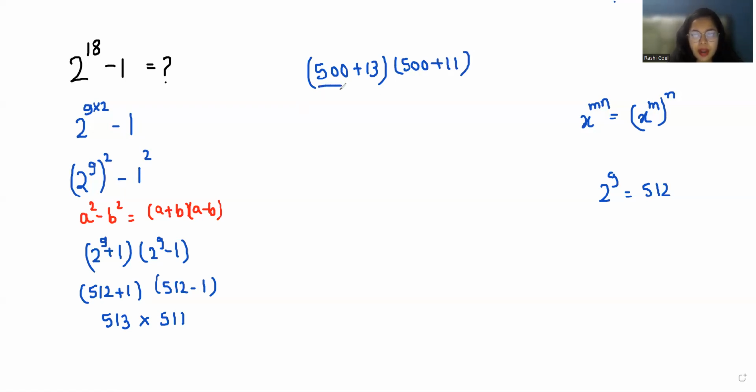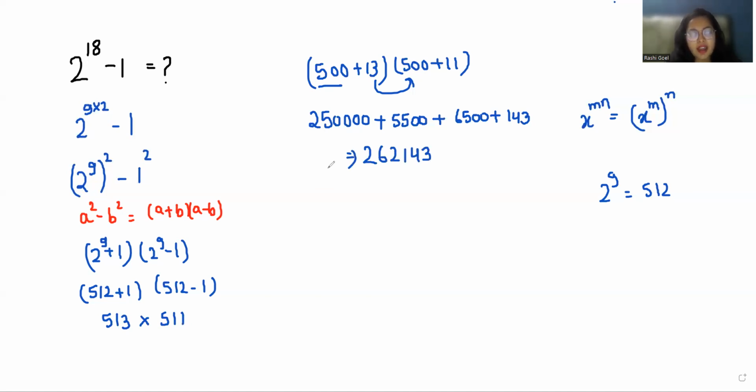Now we are going to multiply first 500 with the next bracket, both numbers. So 500 times 500 is 250,000 plus 500 times 11 is 5500 plus 13 times 500 is 6500 and 13 times 11 is 143. Now after adding all these terms we get 262143. So this is our final answer.